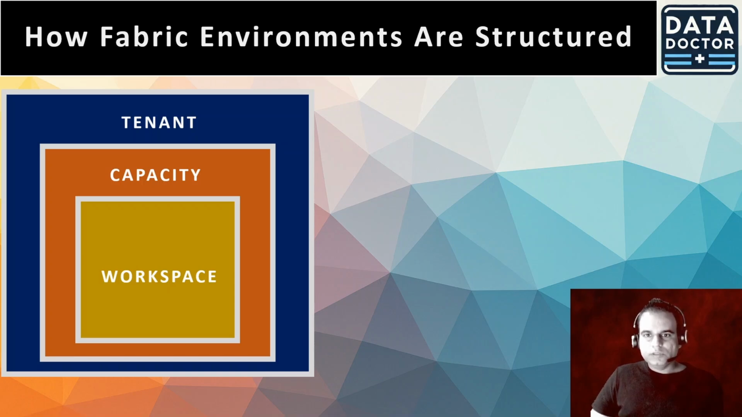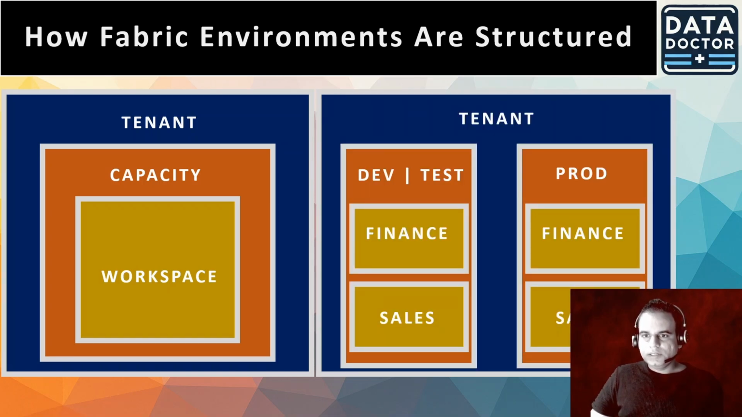In a real world scenario, this can look like this. First of all, your tenant is from your organization. In this one, you might have various capacities. For example, a dedicated capacity related to dev and test, and then another dedicated capacity related to prod. In the first one, you can have various workspaces dedicated for, let's say, various departments, here in this case, finance and sales. And the same thing is possible, for example, in the second capacity, which is finance and sales. So this is approximately how we can do it in a real world scenario.